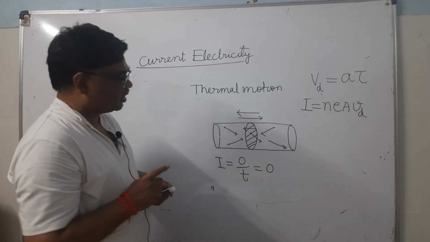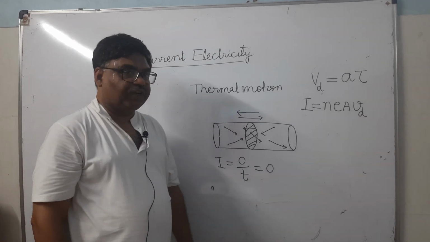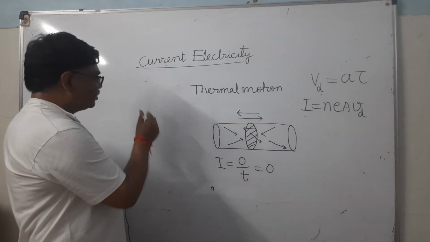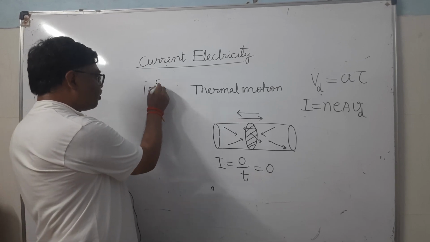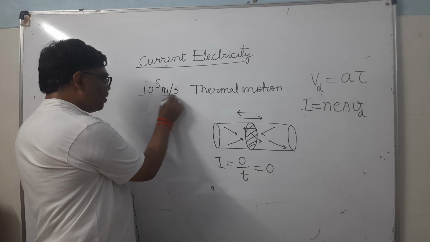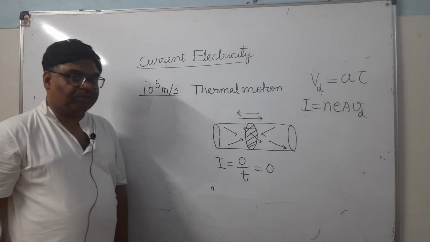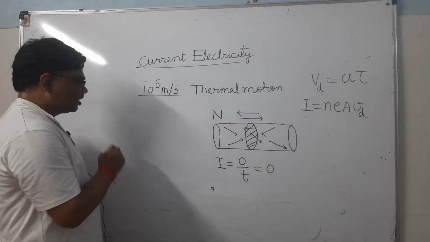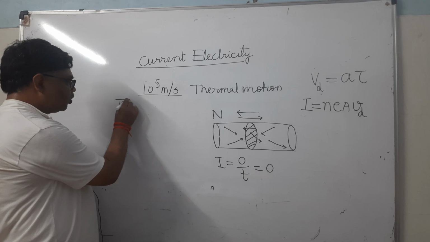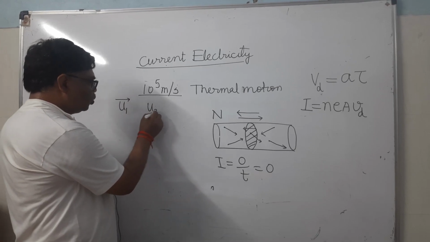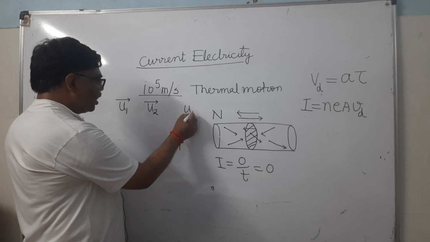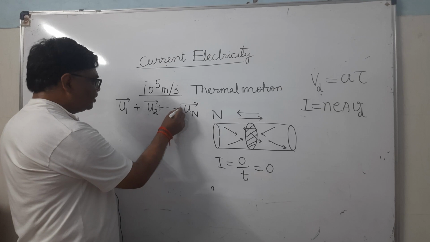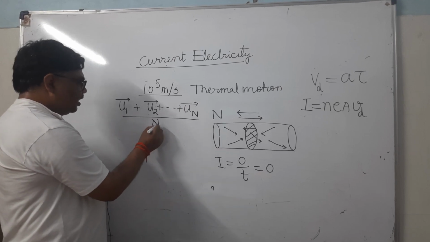We can also say that the average thermal velocity of the free electrons, as you know, the thermal velocity of the free electrons is of the order of 10 to the power 5 meter per second. But the average thermal velocity will be 0. If we assume that there are capital N free electrons in this conductor, and the thermal velocity of the first is u1, of the second u2 and of the nth un, if we take their average, so we will do the vector sum of all these divided by N. It will be 0.